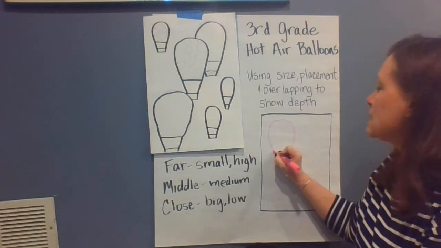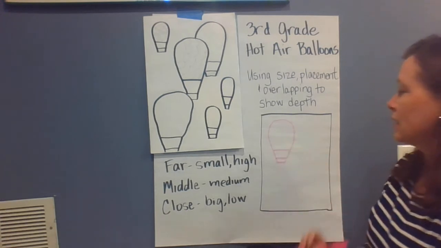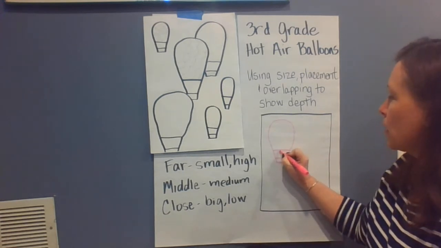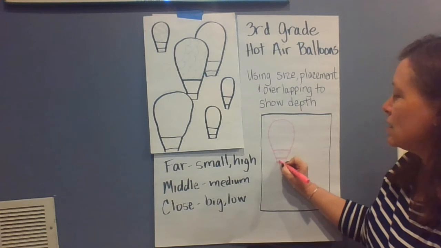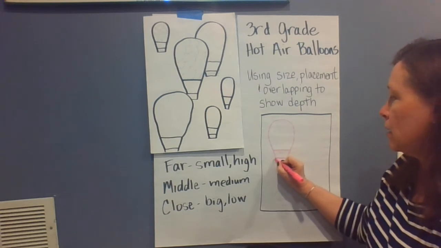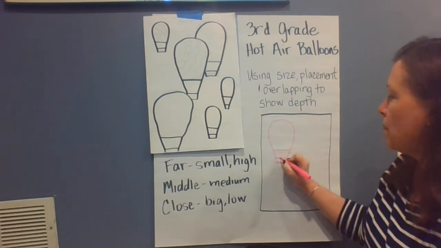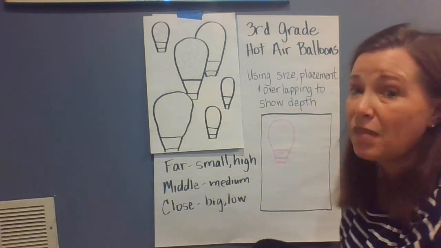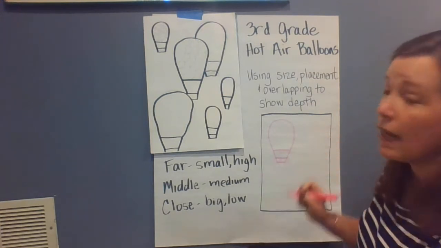We're going to make the basket, and we're going to give a little bit of space. And this could be where the flame goes, and this is the basket where the people could be. And you might want to put some sandbags there. There's one. And so we're going to add a couple more.